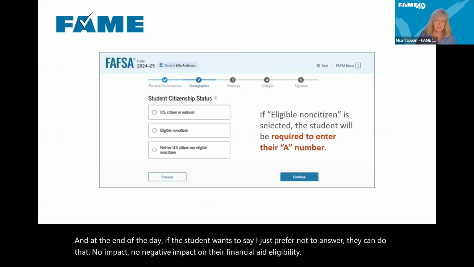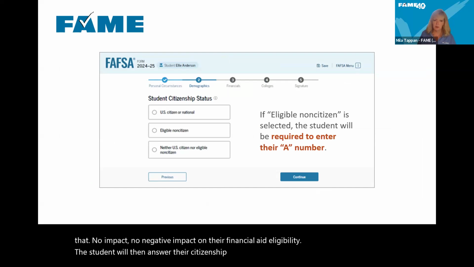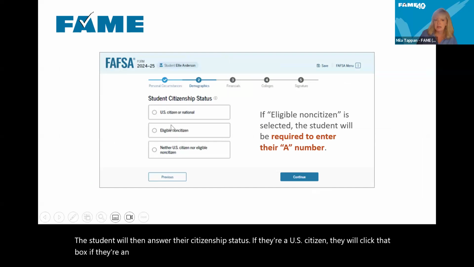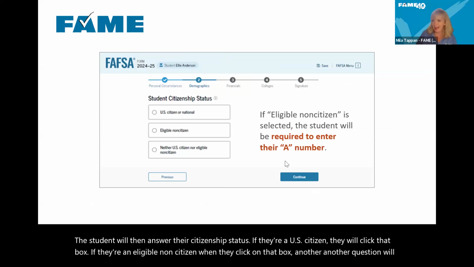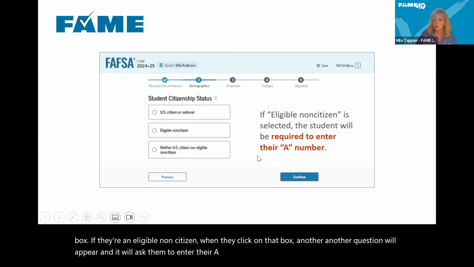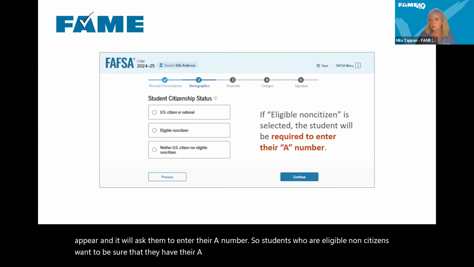The student will then answer their citizenship status. If they're a U.S. citizen, they will click that box. If they're an eligible non-citizen, when they click on that box, another question will appear, and it will ask them to enter their A number. So students who are eligible non-citizens want to be sure that they have their A number with them when they're going to fill out their FAFSA.